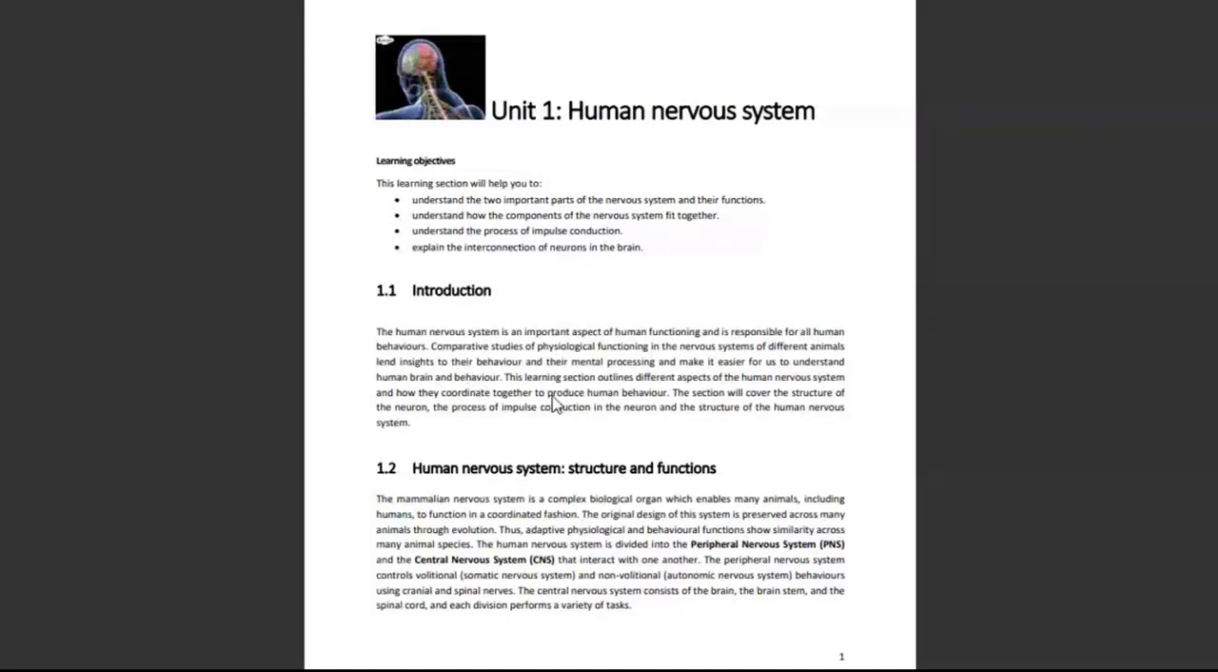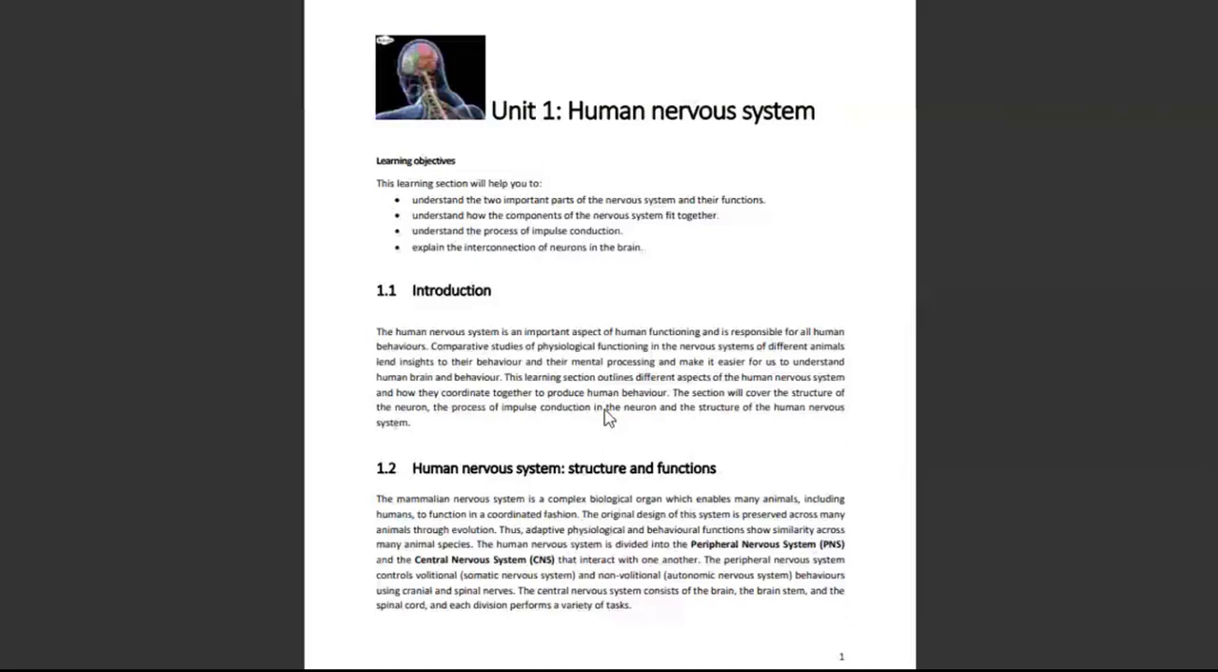This learning session outlines different aspects of the human nervous system and how they coordinate together to produce human behavior. This session will cover the structure of neurons, the process of impulse conduction, as well as the structure of the human nervous system. With your highlighter, you can highlight. In short, this chapter is divided into three. You can highlight the structure of neurons, the process of impulse conduction in your notes, as well as the structure of the human nervous system. So it's divided into three parts.